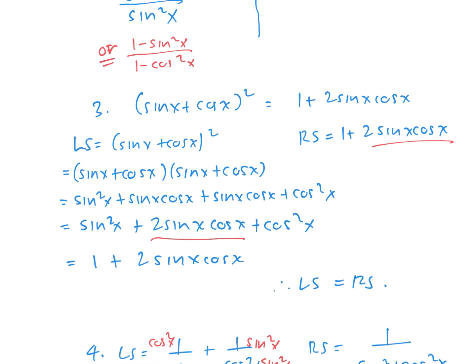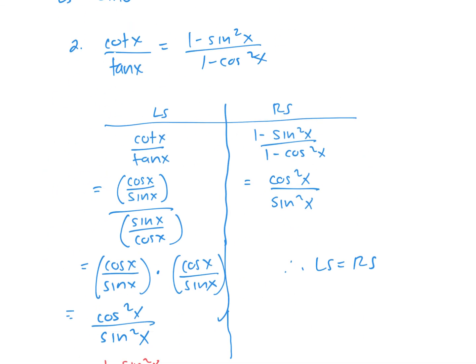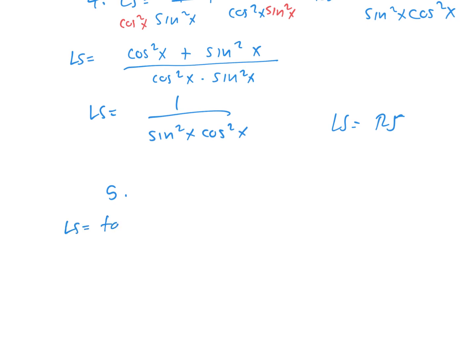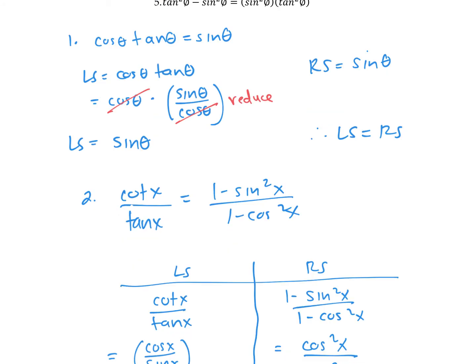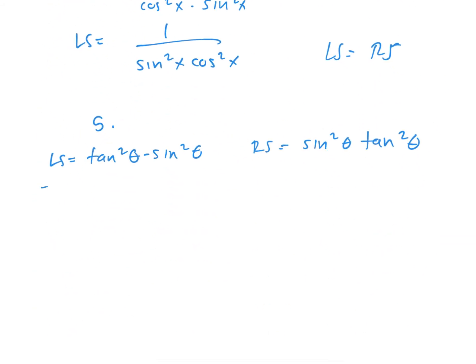Okay, let's look at that last question. What's the last one? Tan squared minus sine squared. So left side is tan squared minus sine squared, and right side is sine squared times tan squared. Let's just double check that. Tan squared minus sine squared, sine squared times tan squared. Okay.